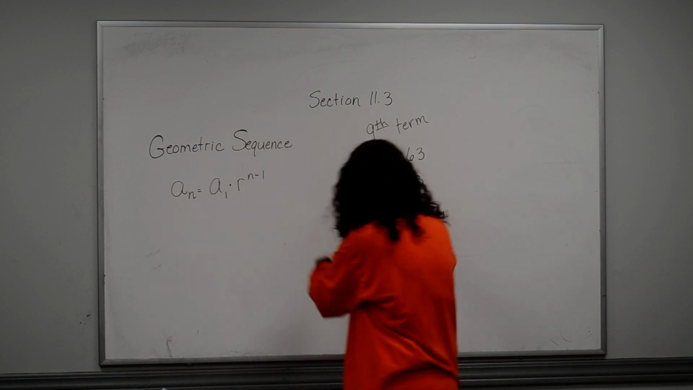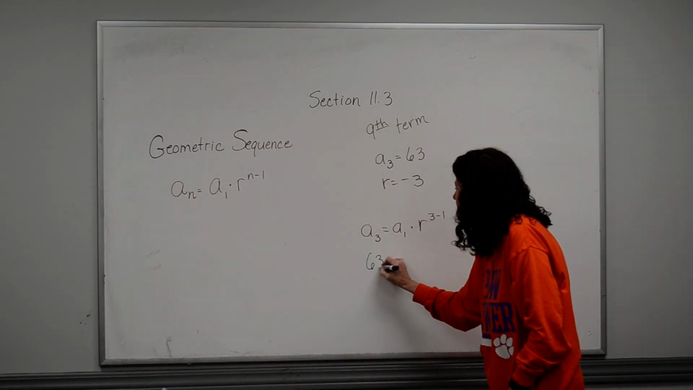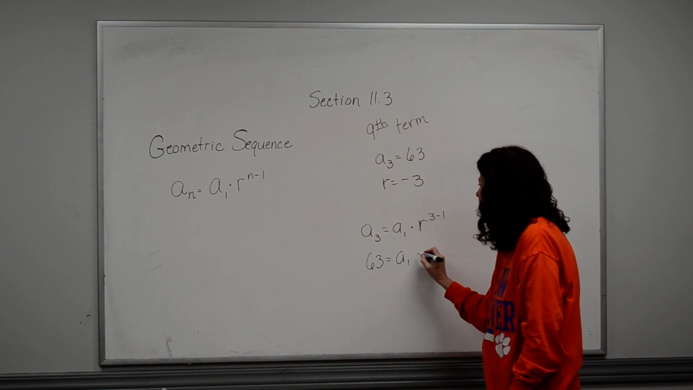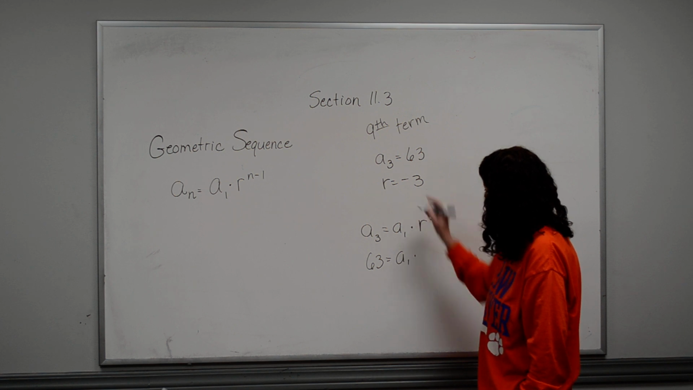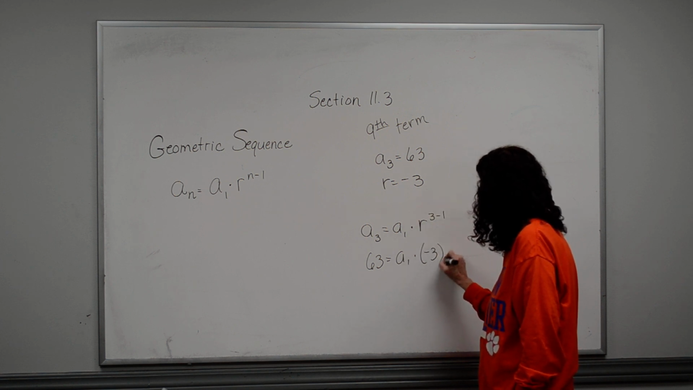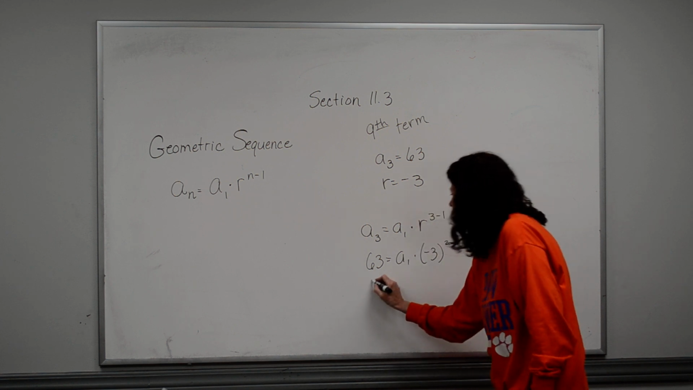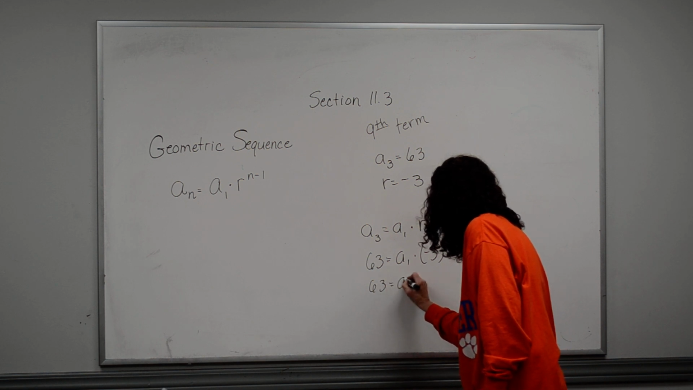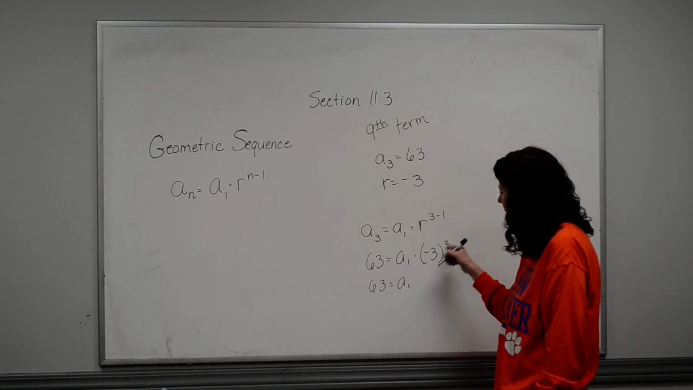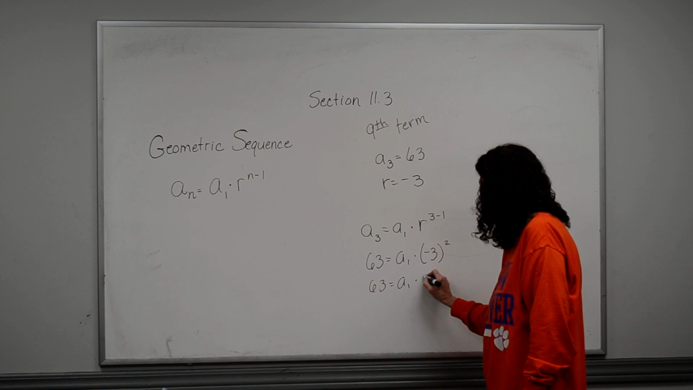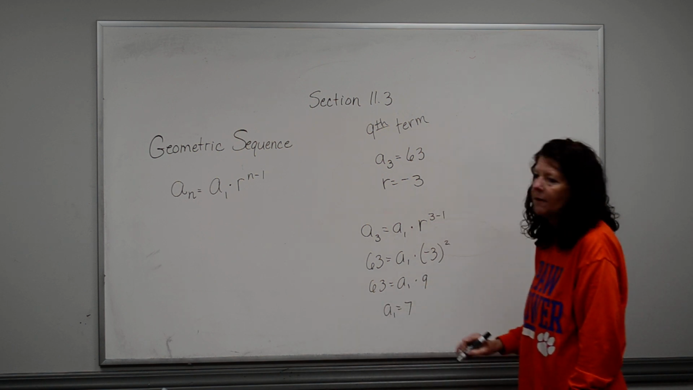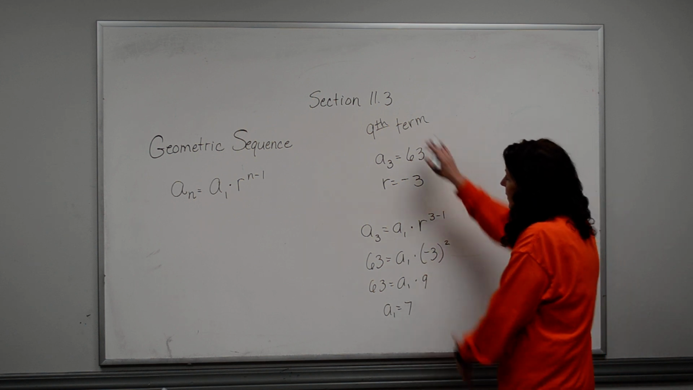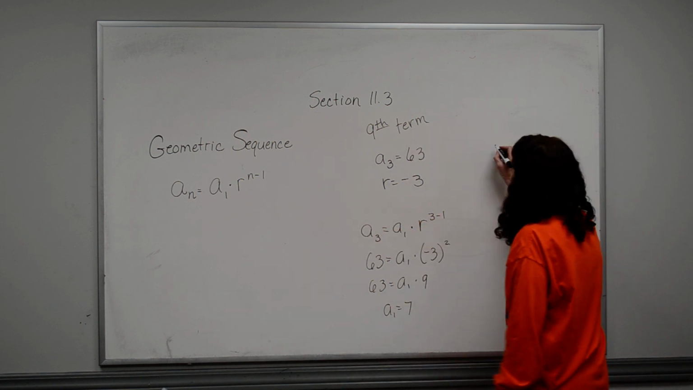Well, I know some of this. A sub 3 is 63. I don't know a sub 1, but I do know the ratio, so it's negative 3 squared. So 63 is equal to a sub 1 times, when I square this negative 3, I'm going to get a 9. When I divide, a sub 1 is equal to 7. Okay, now I could find the ninth term because I know everything I need.